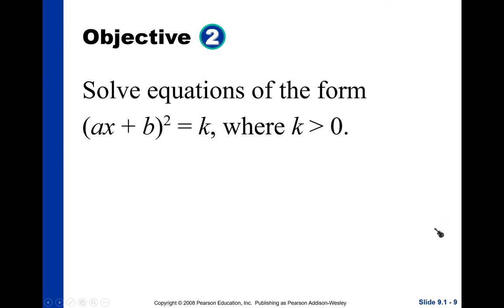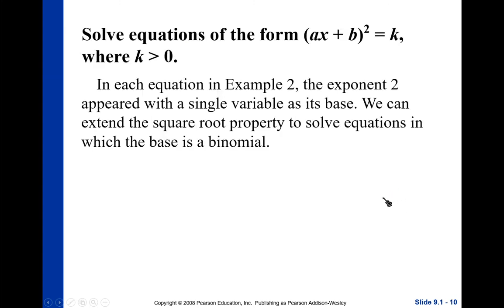Another: solve equations of the form (ax + b) squared is equal to k, where k is always greater than 0. So, paano po yan? In each equation in example 2, the exponent 2 appeared with a single variable as its base. Ayan. So, lahat sila meron yan kasi nakalagay sila sa isang variable, sa isang base or parenthesis. We can extend the square root property to solve equations in which the base is a binomial.